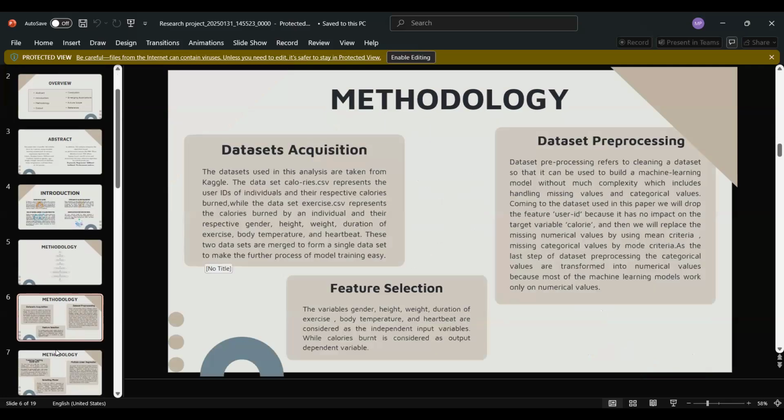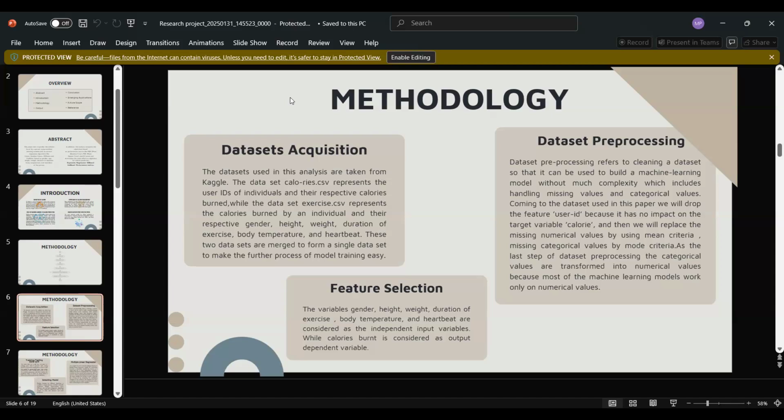The first step of this analysis is dataset acquisition, that is, collection of all the datasets that are required to build the model. We are using two datasets in this analysis: calories.csv, which represents the user IDs and their respective calories, and the other one is exercise.csv, which represents the calories burned by an individual and their respective gender, height, weight, and all other factors.